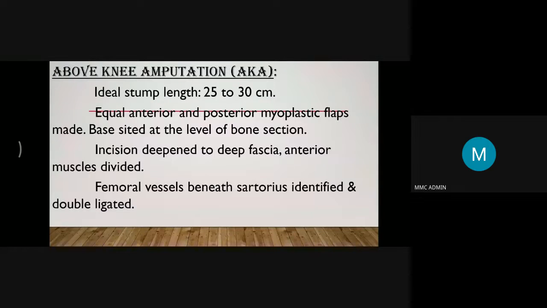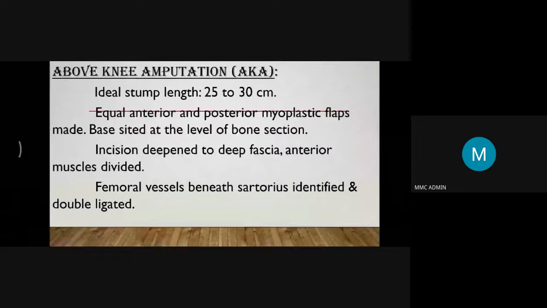Okay, so the ideal stump length is very important: 25 to 30 centimeters from the greater trochanter. Then, as I said before, the bone should be cut above. The muscles should be left 5 centimeters from the level where you transect the bone. Equal anterior and posterior flaps should be left, and the bone should be cut above.